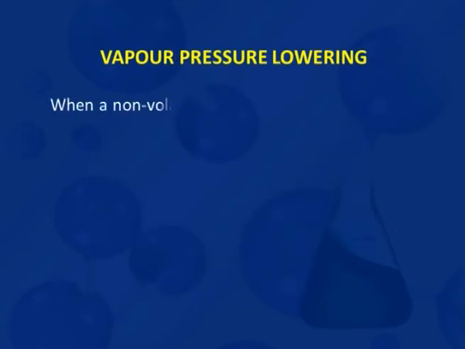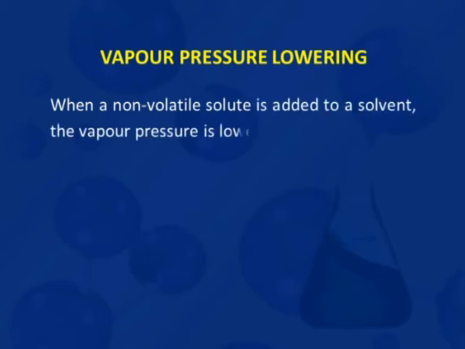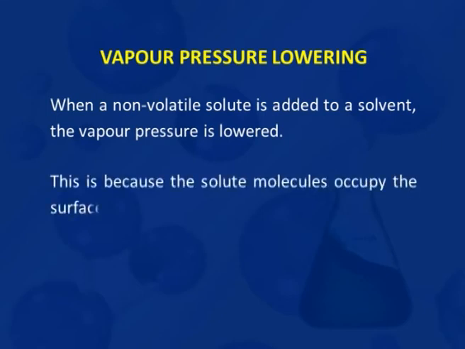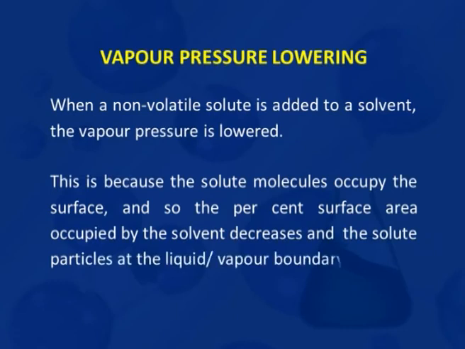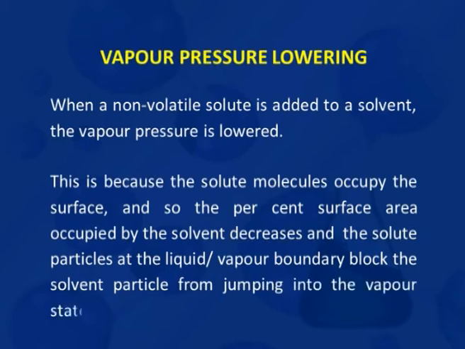When a non-volatile solute is added to a solvent, the vapor pressure is lowered. This is because the solute molecules occupy the surface, and so the percent surface area occupied by the solvent decreases, and the solute particles at the liquid vapor boundary block the solvent particles from jumping into the vapor state.